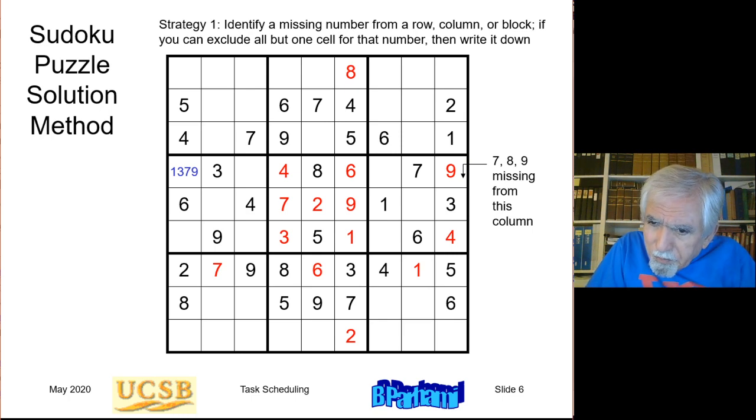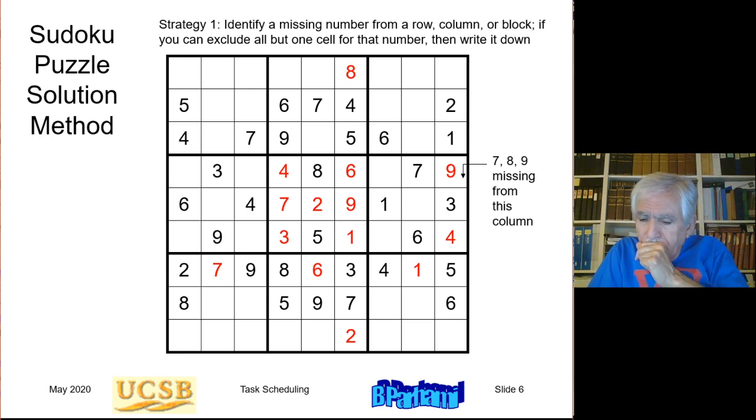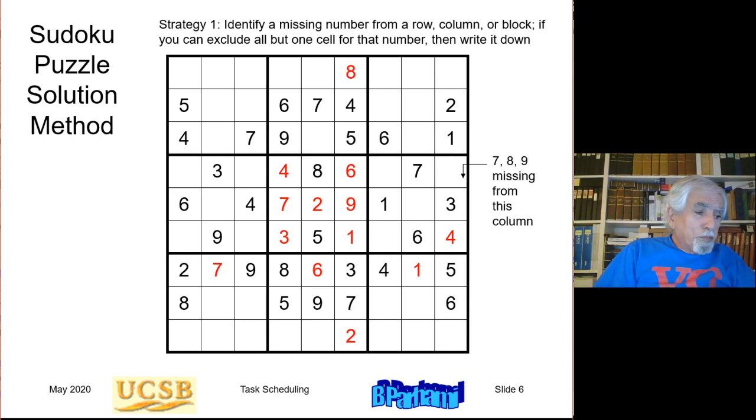Okay. I went too far. Okay, now you see that in this rightmost column, numbers 1, 2, 3, 4, 5, and 6 appear. So 7, 8, 9 are missing. So those 3 blank cells should contain 7, 8, and 9.